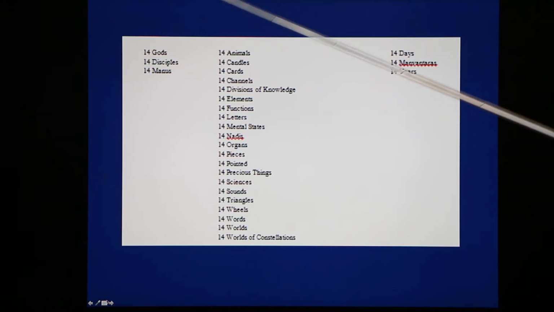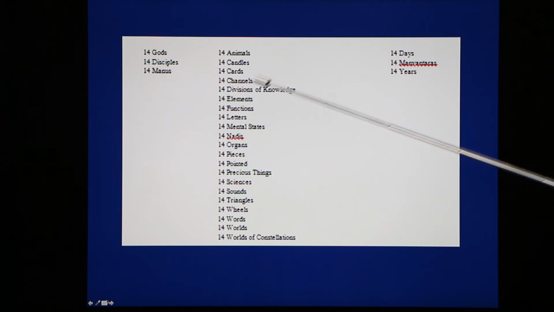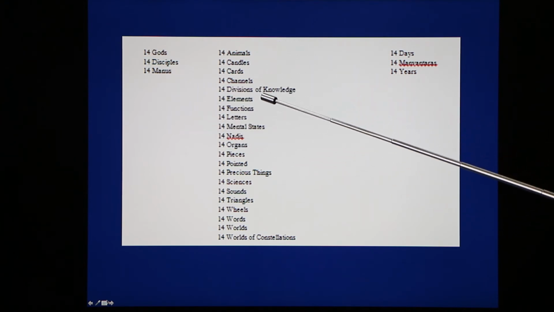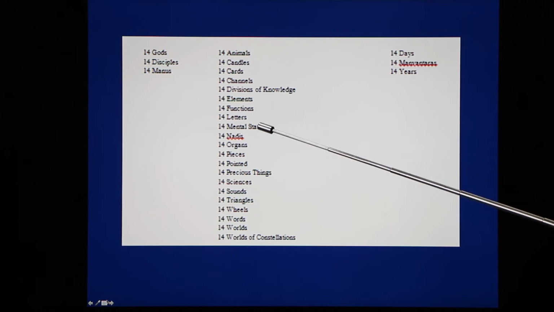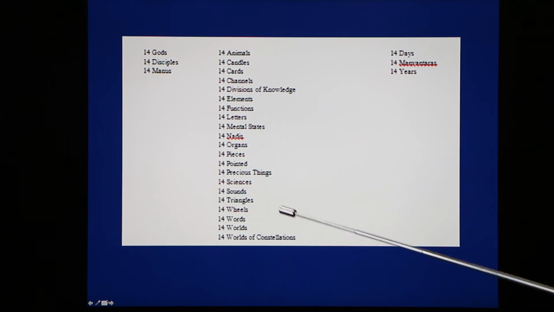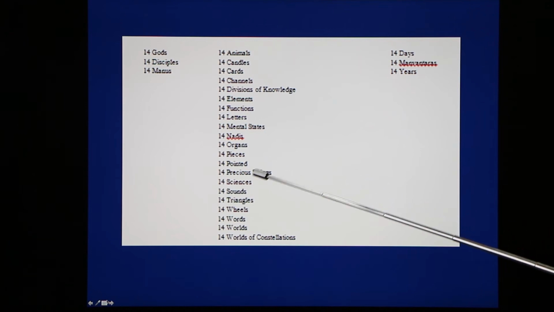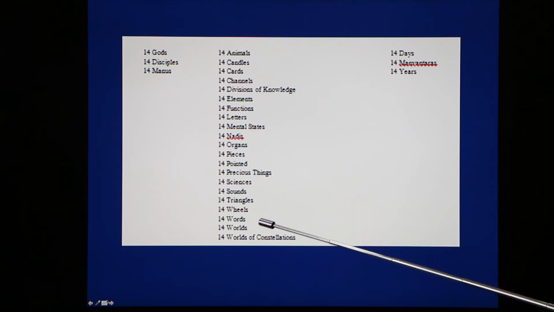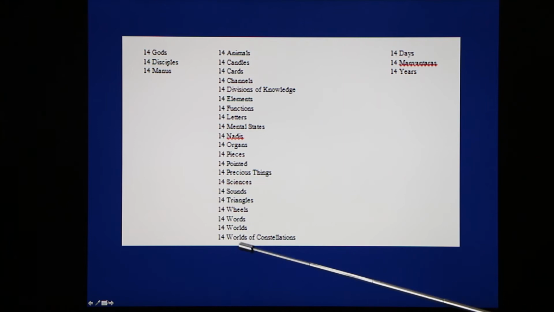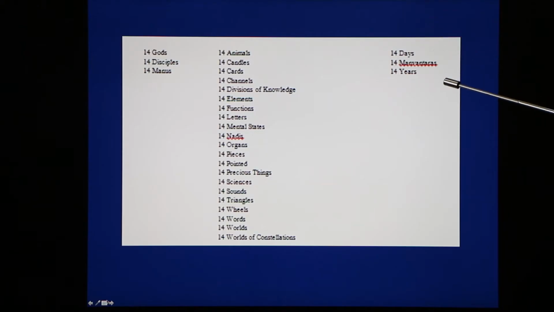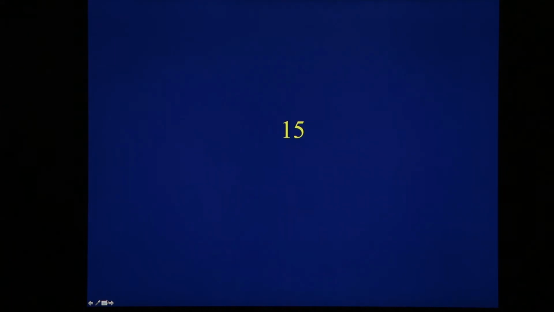So similarly with 14, we have 14 gods, disciples, manus, 14 animals, candles, cards, channels, divisions, elements, functions, letters, mental states, nadis, organs, pieces, precious things, sounds, sciences, triangles, wheels, words, worlds, worlds of constellations. And in fact, Vishnu is divided into 14 worlds of constellations. And then 14 days, 14 manvantaras, and 14 years.